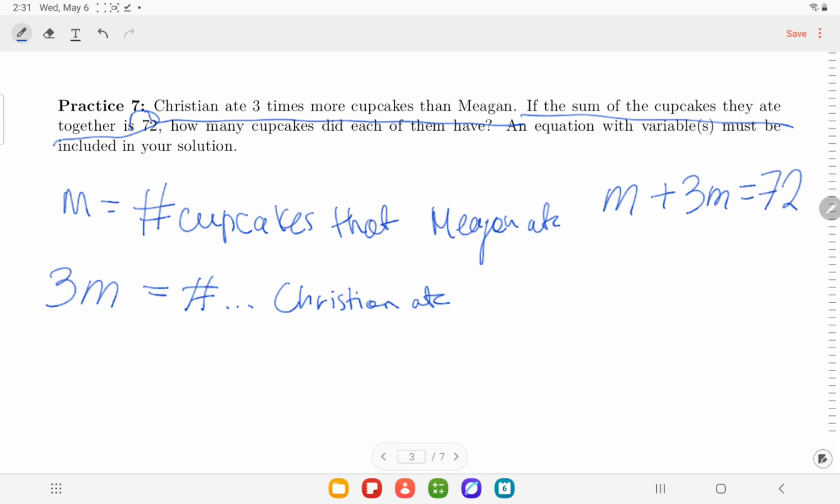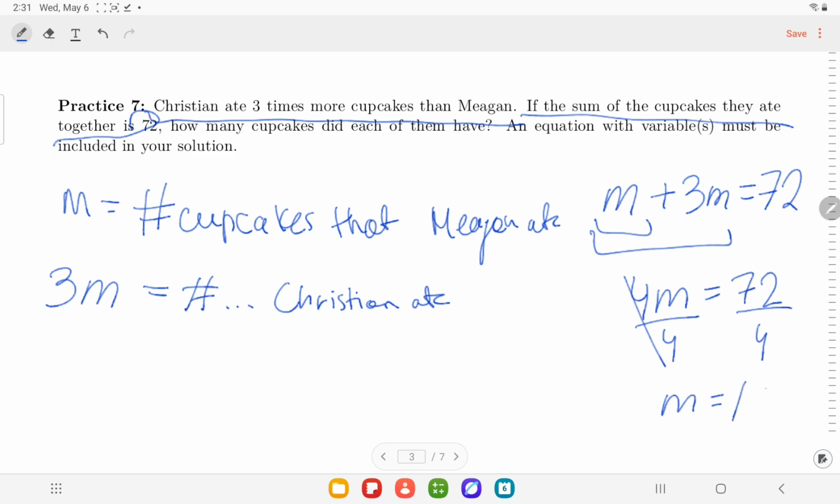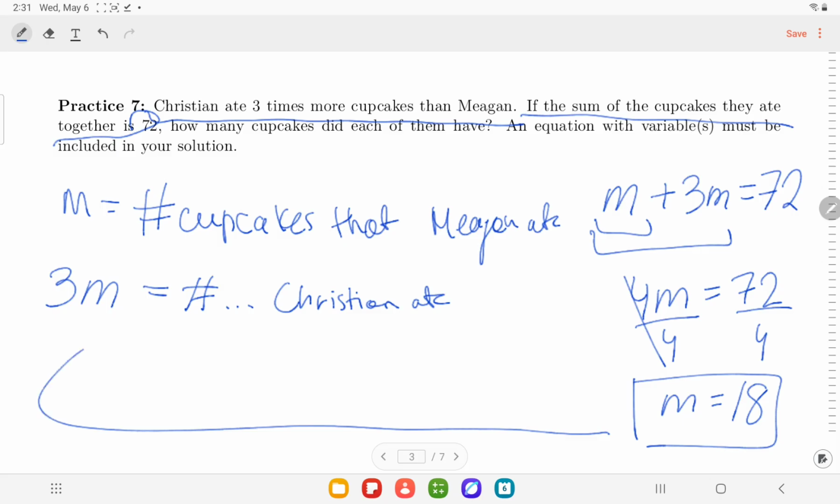And so we can solve this equation here for M. M and 3M are like terms, so we can add them to get 4M. And then we divide both sides by 4. So we end up with M is 18. So that's how many cupcakes Megan ate. And then to find how many cupcakes Christian ate, we're going to do 3 times 18, which is 54.